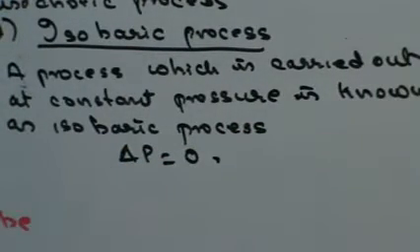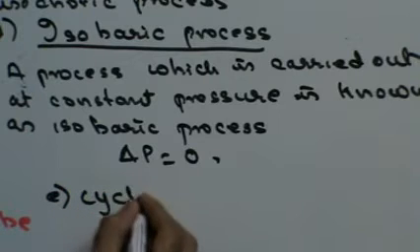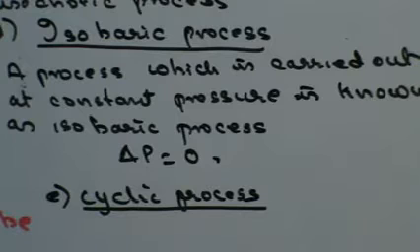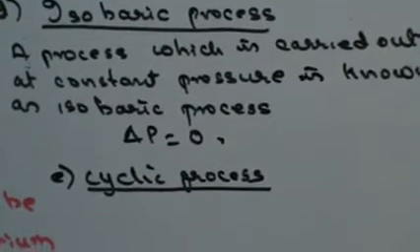Fine. Next, you have the cyclic process. Right? What do we understand by a cyclic process? A process in which a series of operations are performed and at the end of the operations the system returns back to the original state. Simple. If I heat ice, I'll get water. If I heat water, I'll get steam. If I cool steam, I'll get water. If I cool water, I'll get ice back. A series of operations are performed, at the end of which the system reaches back to its original state. Such a process is called a cyclic process.